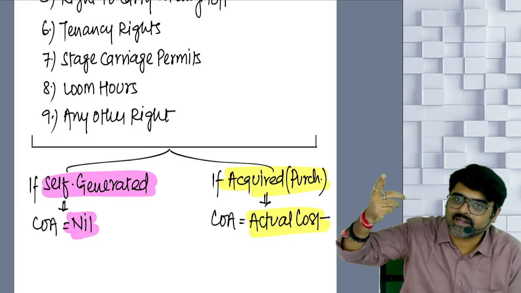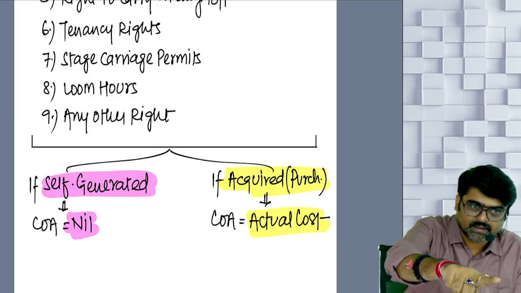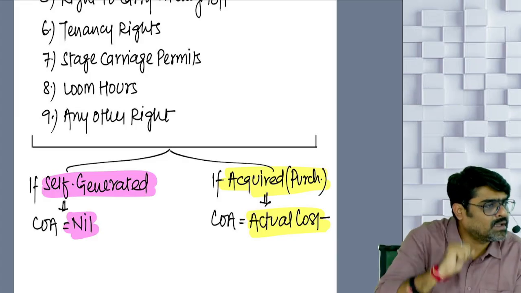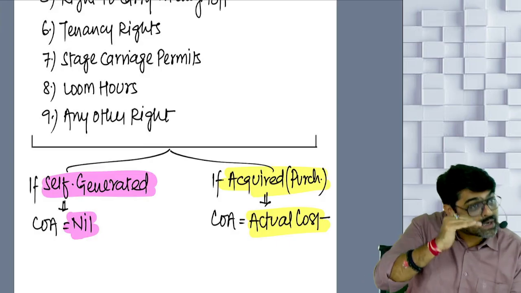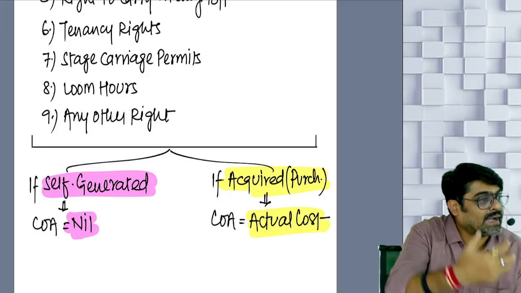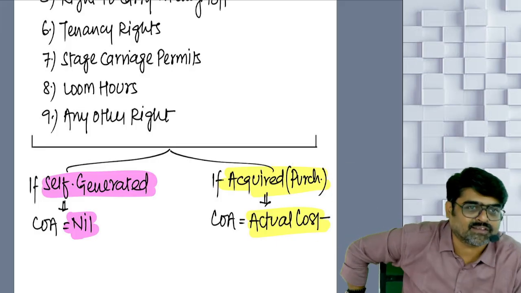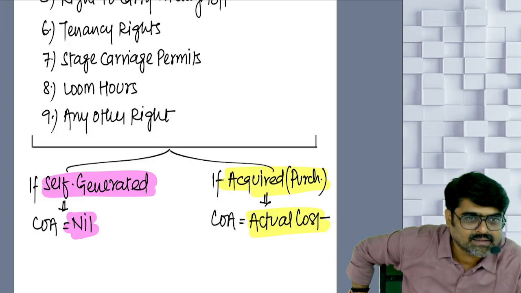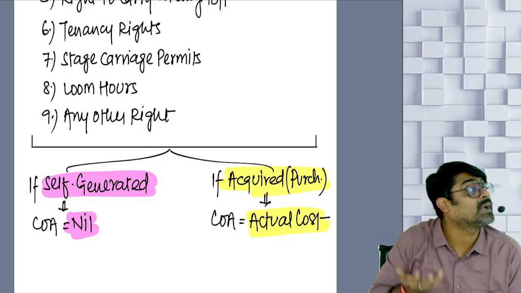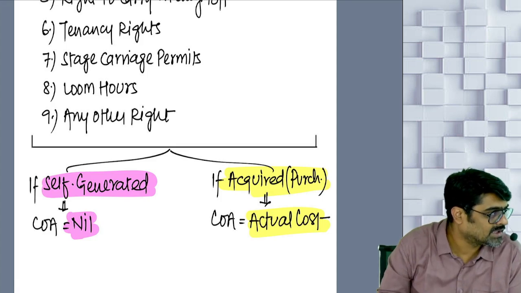So if these assets are self-generated, what will be the cost? Nil. And if the assessee acquired these assets by paying some consideration, and then the assessee is selling these assets, then the cost will not be nil. Then it will be the actual cost, the cost at which the assets were acquired. Actual cost. Yes or no?